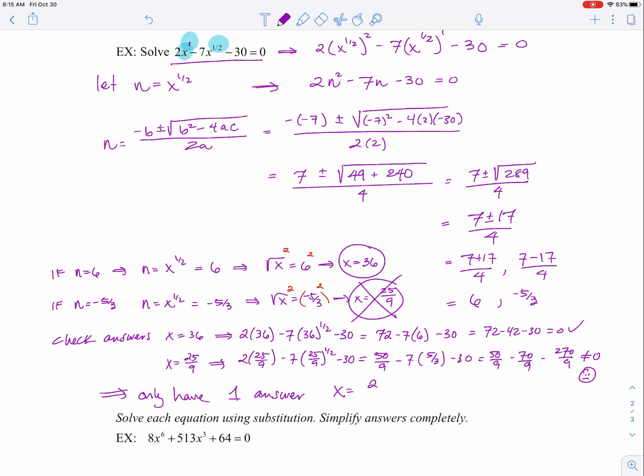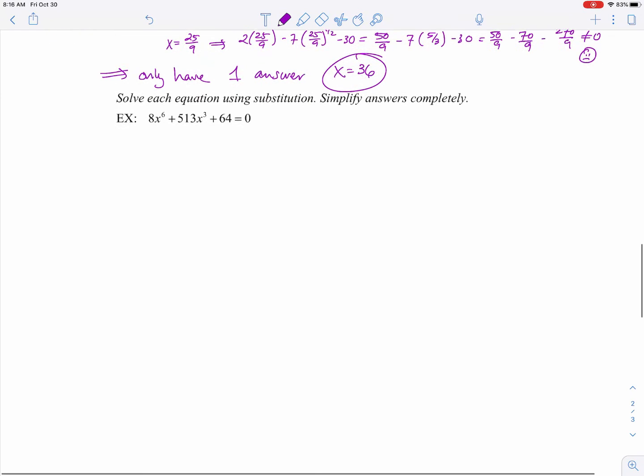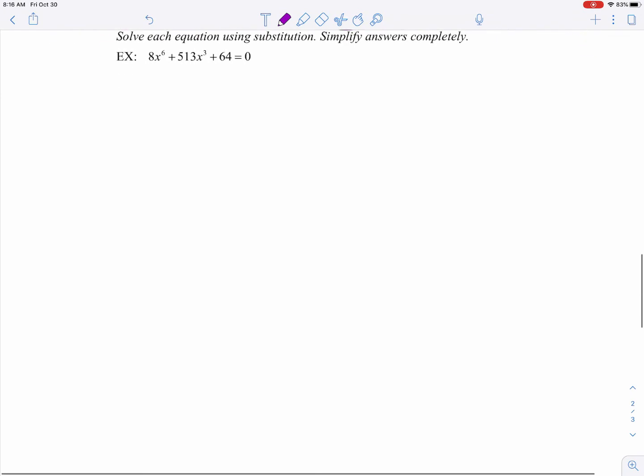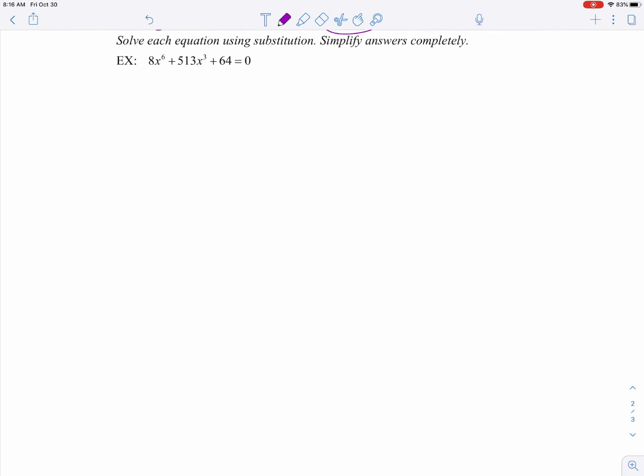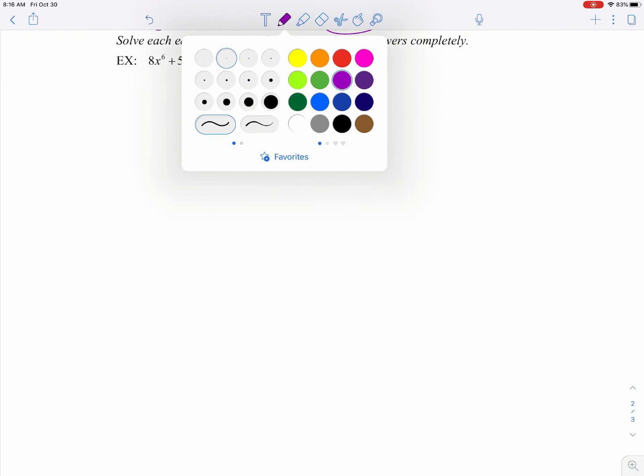X equals 36. Okay. Solve each equation using substitution. Simplify your answers completely, which is basically what we've been doing. Although these look like they're going to get a little bit harder here.